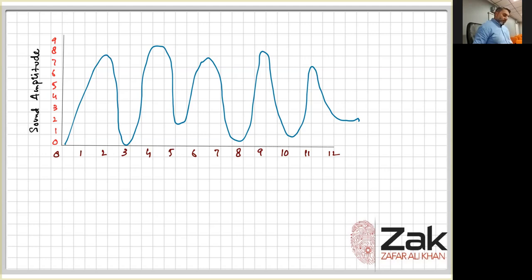0, 1, 2, 3, 4, 5, 6, 7, 8, 9, 10, 11, and 12. So let's say this is 1 second and the computer is taking 12 samples. Now you need to understand that these samples are actually recordings.